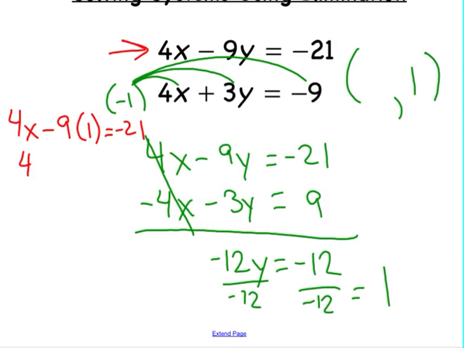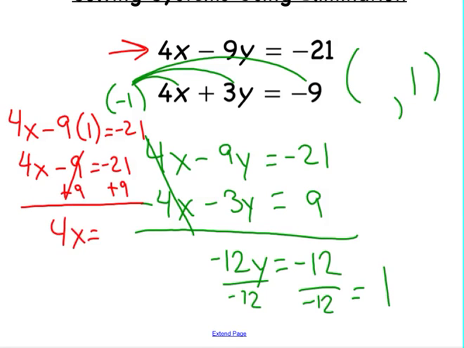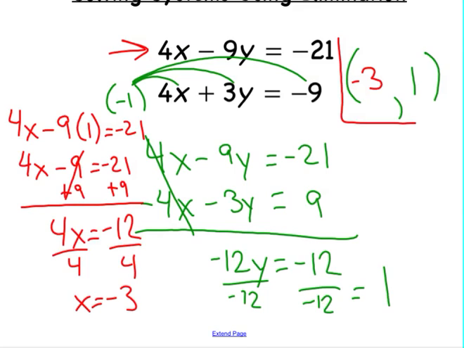So 4x minus 9 equals negative 21. Add 9 to both sides. 4x equals negative 12. Divide each side by 4. And I get x equals negative 3. So I'm going to put negative 3 up here, and we're going to box it or circle it or some way to show that that is the final answer. So if I plugged in negative 3 for x and 1 for y, it would solve both of these equations, not just one.